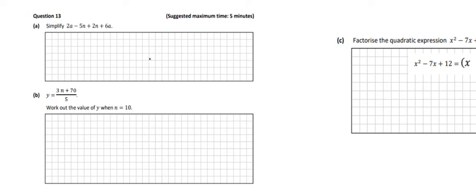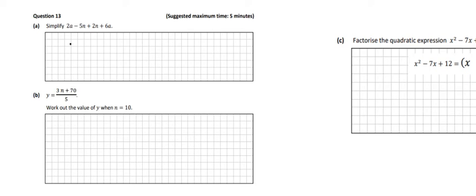Hi folks, so for question 13, it's algebra. For the first part, part A anyway, you need to put all the A's together and then put all the N's together. So you've got 2A, you've got a minus 5N, you've got a plus 2N, and you've got a 6A.